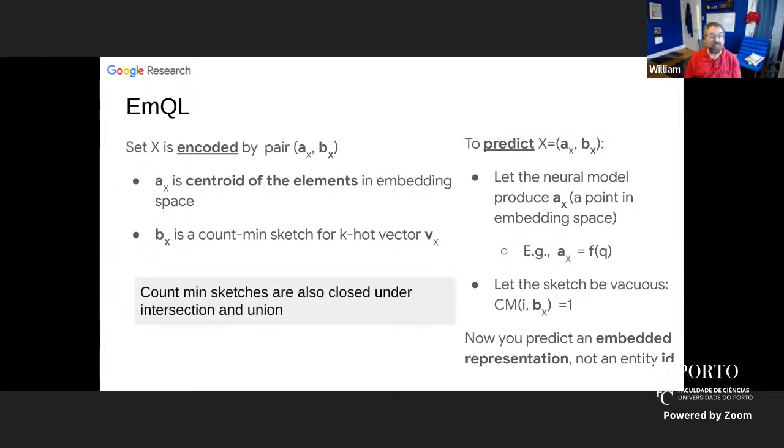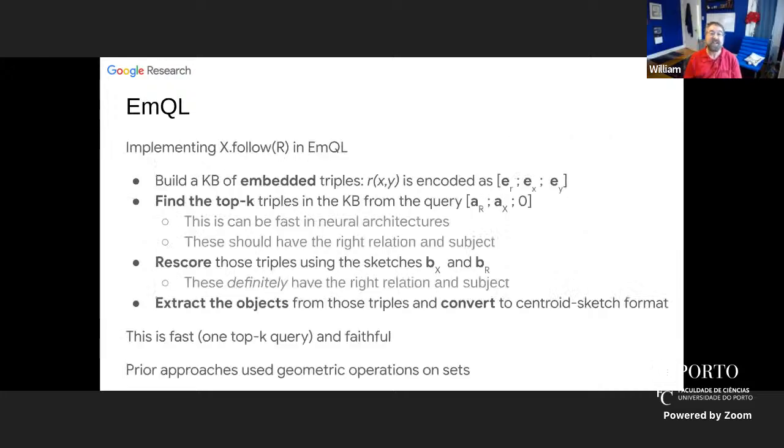Count-Min sketches are also closed under intersection and union, so it's very easy to do those operations in this setting. The last one we'd have to worry about is this follow operation, which is basically taking a weighted set of objects and pushing it through a weighted set of relations. And this is also pretty easy to do. What we're going to do is explicitly build a knowledge base by concatenating together the relation, subject entity, and object entity representations. Again, I'm just assuming everything's binary.